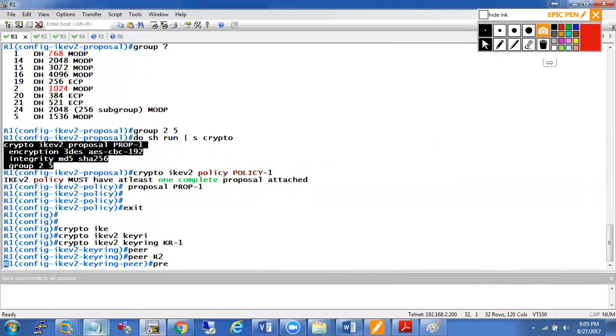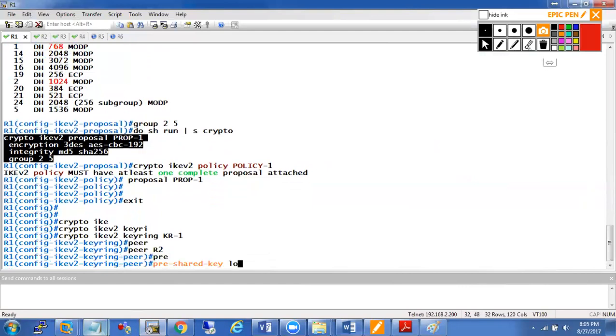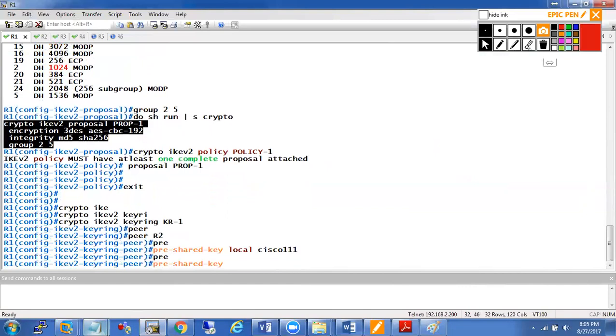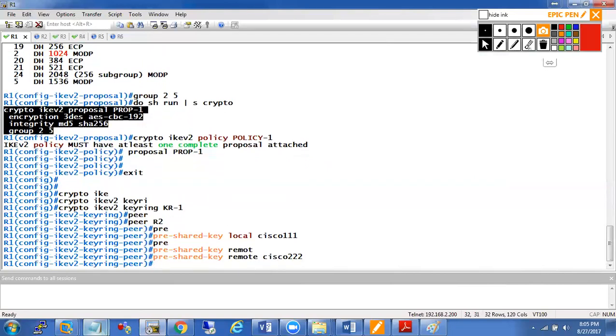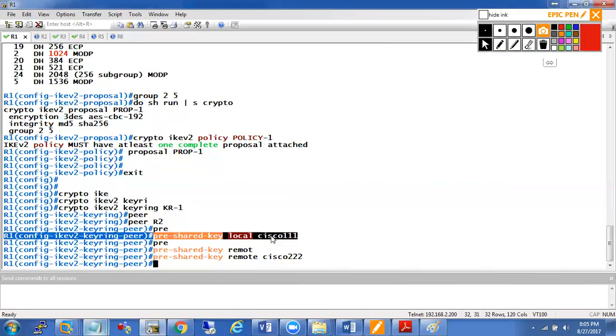R2, pre-shared key. Local. Local means my key to encrypt going from my side to the other side. So this is the key from 1 to 2. Cisco 1, 2, 3. And the key that will be used by the other guy to encrypt, that I will use for decryption, is Cisco 2, 2, 2. So pre-shared key local is me to him. Remote is him to me. So for me, this is my decryption key. This is my encryption key. And it'll be reverse on the other side.